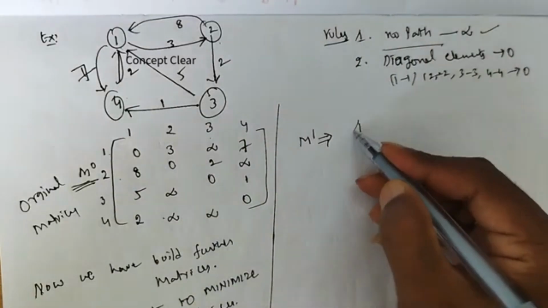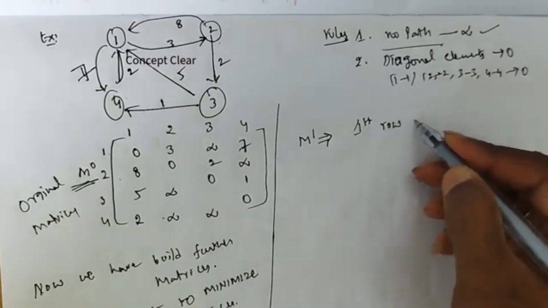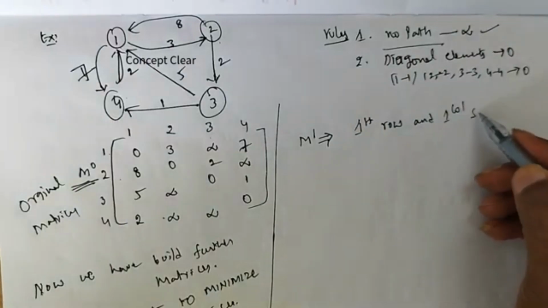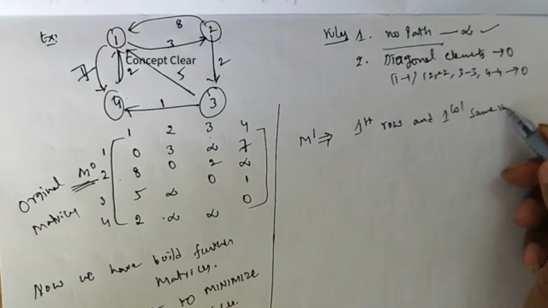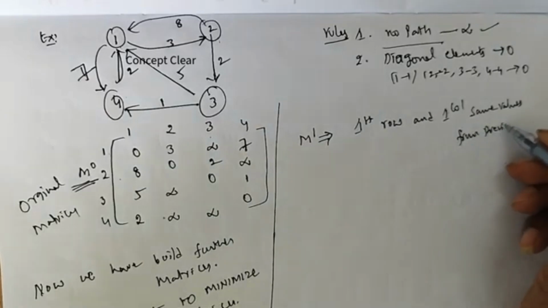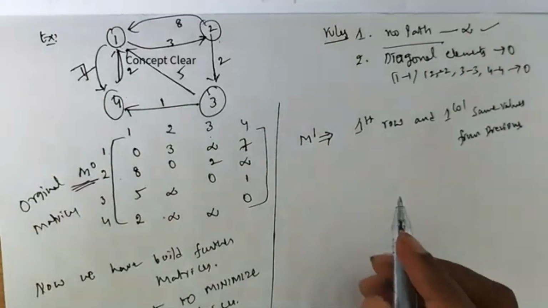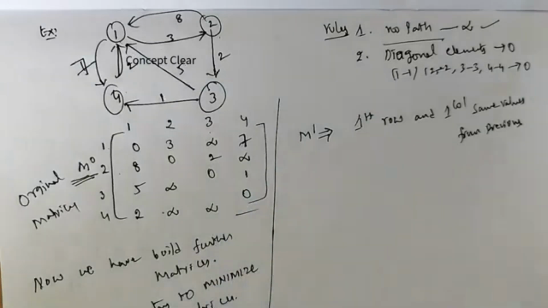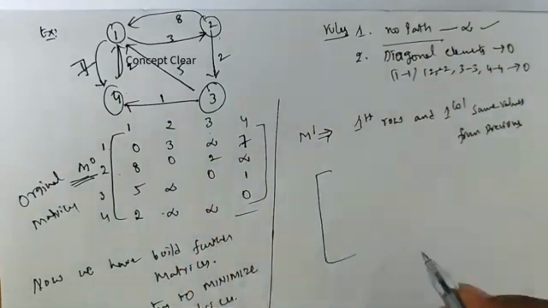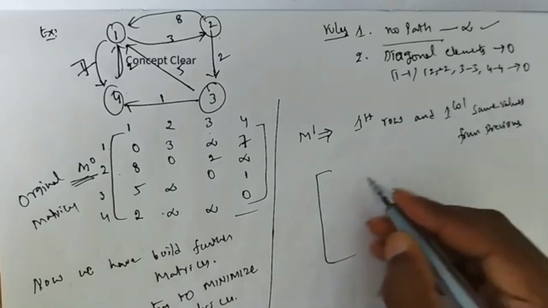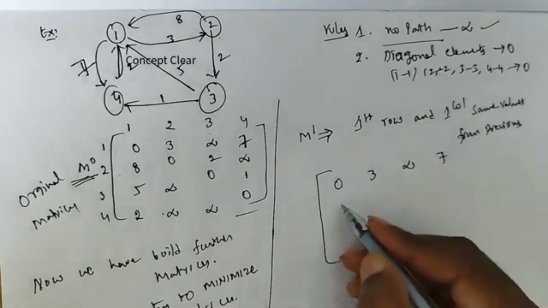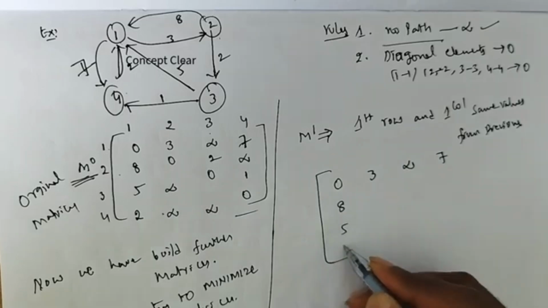The first row and first column take the same values from the previous matrix. The previous matrix is M0, so we take the first row and column values the same as from this matrix. See the first row: 0, 3, infinity, 7. And the column: 8, 5, 2.